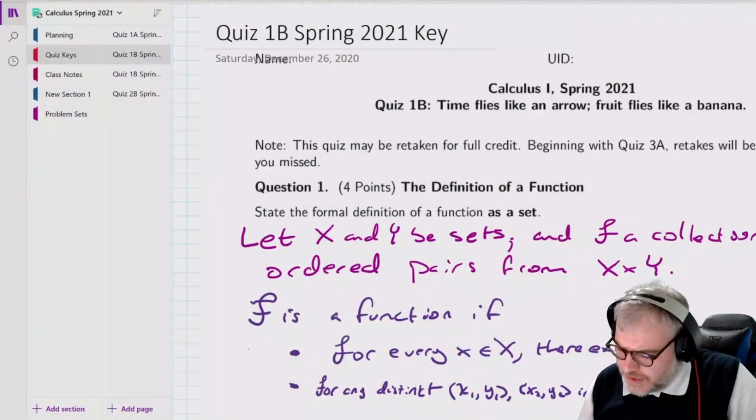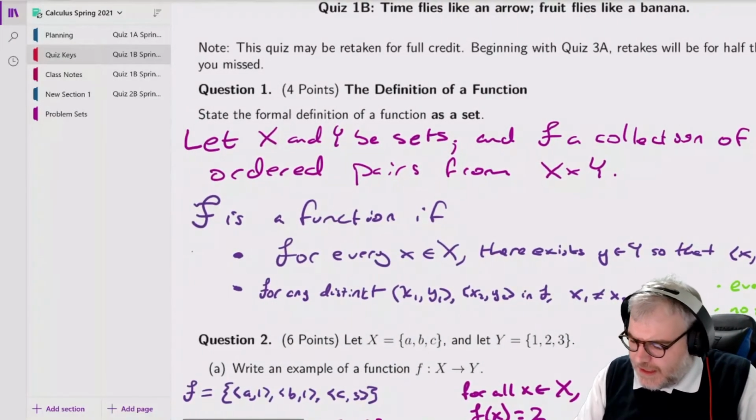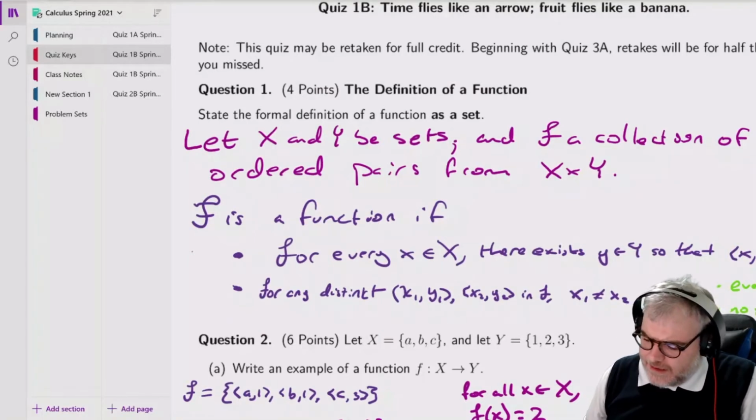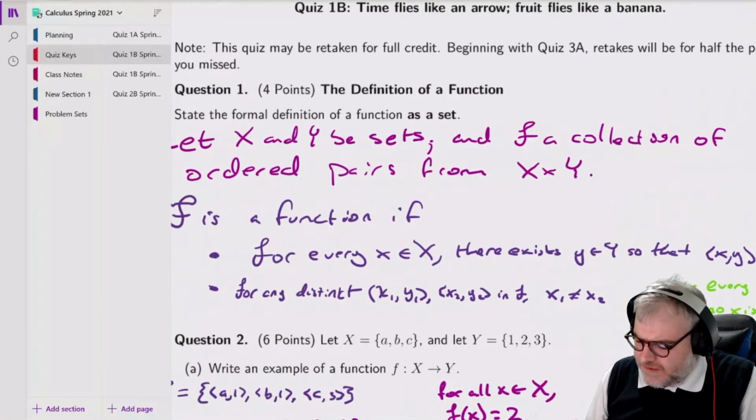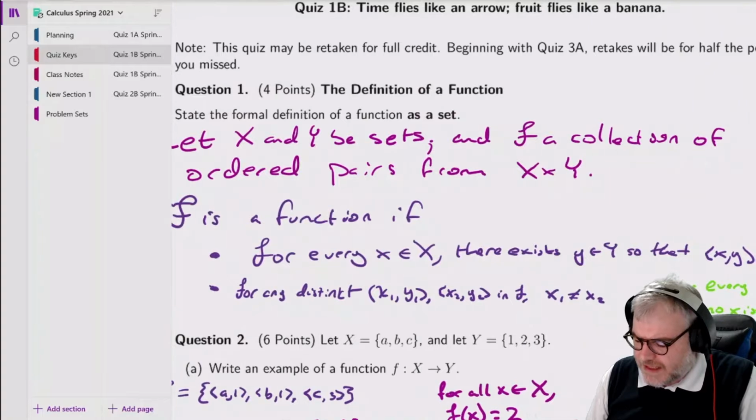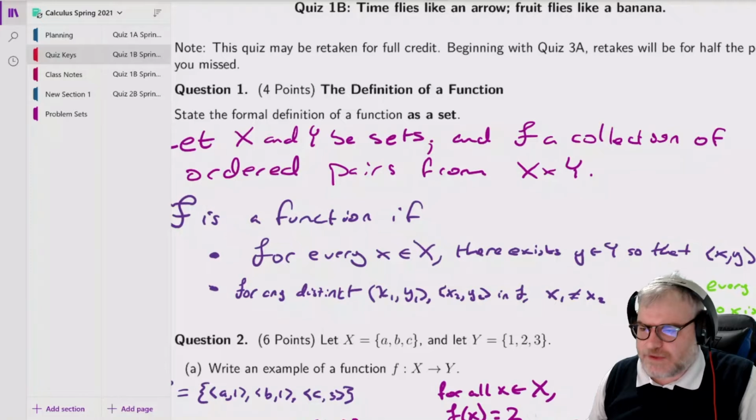All right. So, first question. Definition of a function. Let x and y be sets. Let f be a collection of ordered pairs from x cross y. f is a function if, for every x in x, there exists a y in y so that (x, y) is in f, and for any distinct points (x1, y1), (x2, y2) in f, x1 does not equal x2.